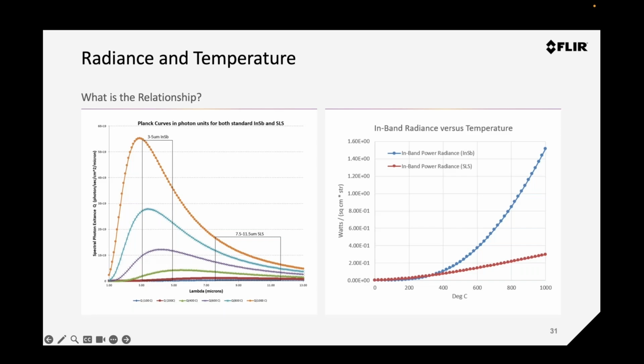Since there isn't as much power change in the long wave, you can cover a wider temperature range with a given integration time versus the midwave. You can also go to higher temperatures before needing to apply a neutral density filter to maintain a reasonable integration time. So here's some key points to consider when you're looking at the differences.